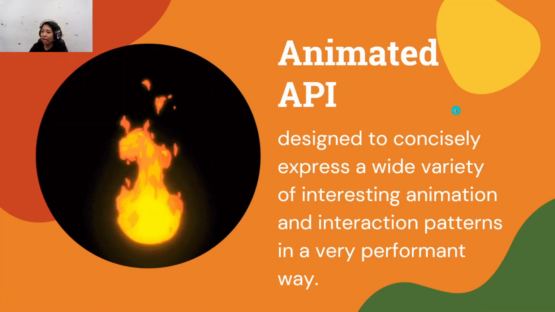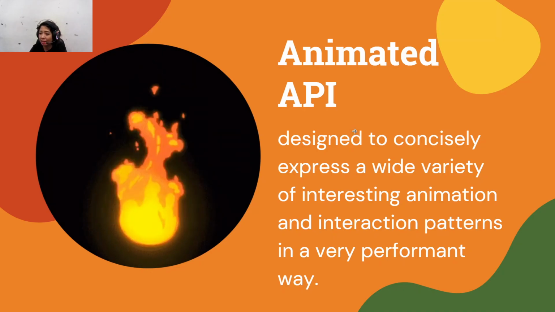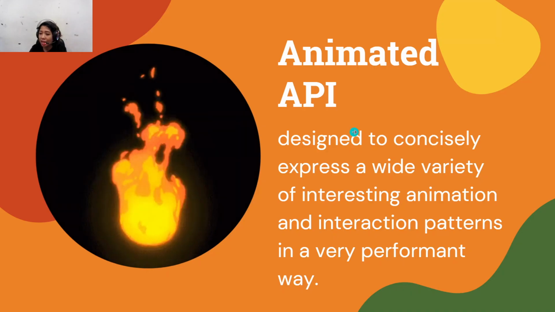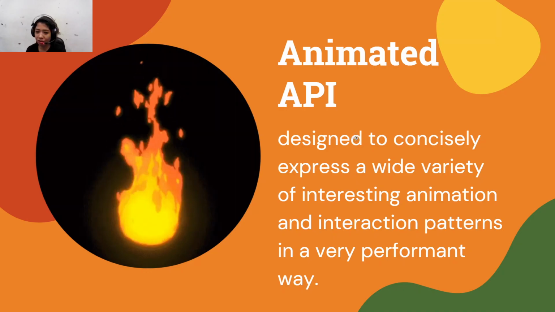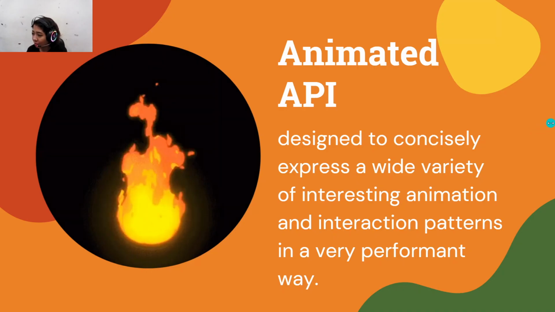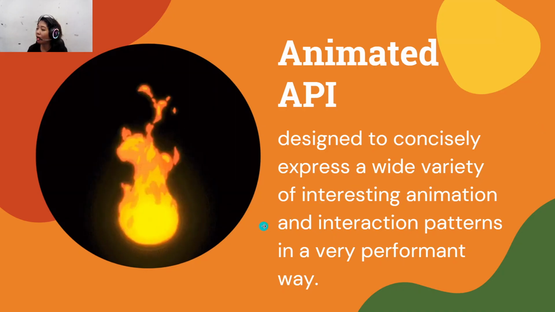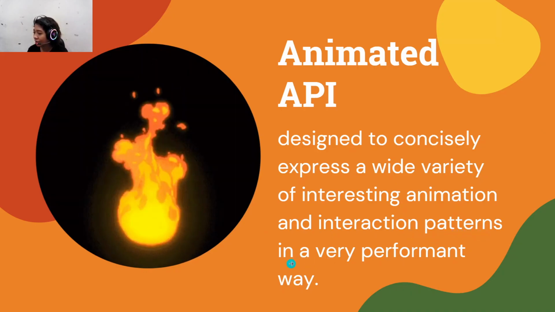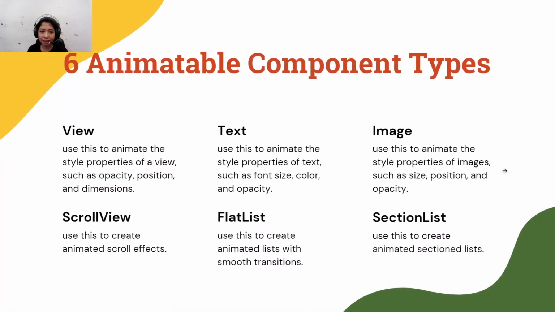The Animated API focuses on declarative relationships between inputs and outputs, with configurable transforms in between, and start and stop methods to control time-based animation execution. The Animated API is also designed to concisely express a wide variety of interesting animation and interactive patterns in a very performant way.